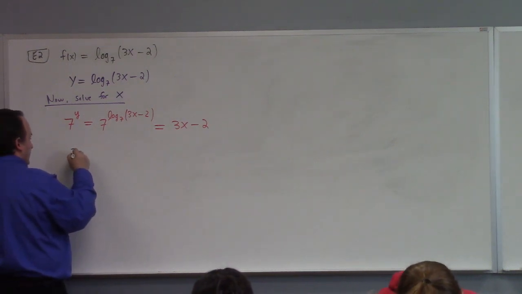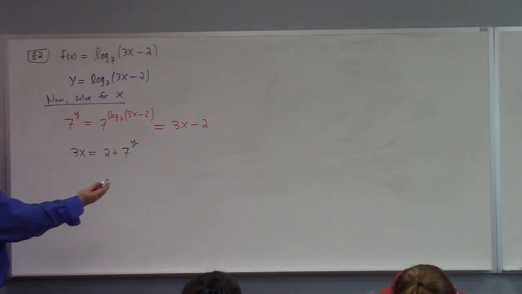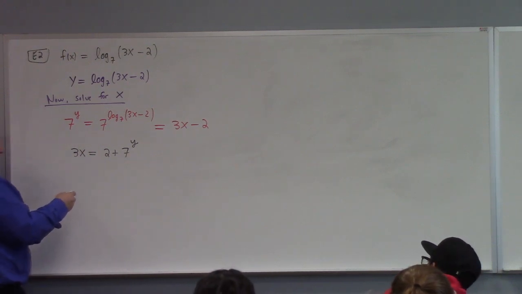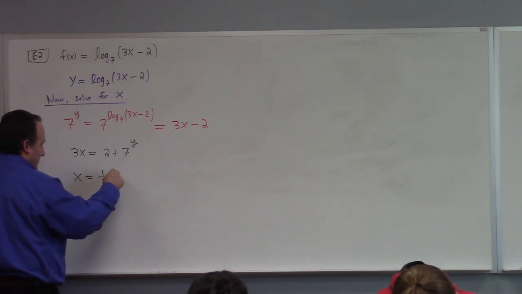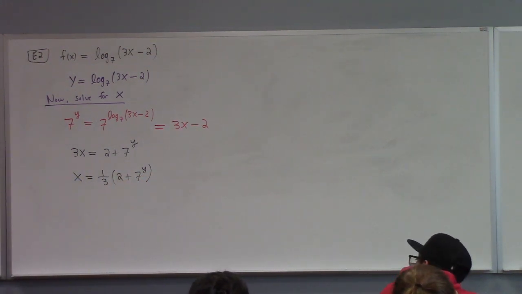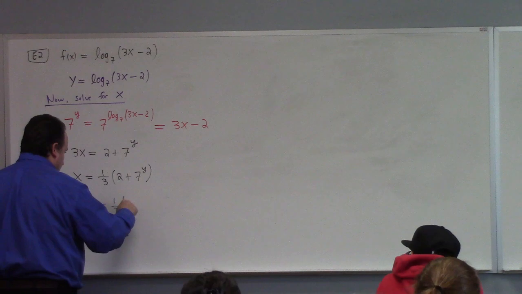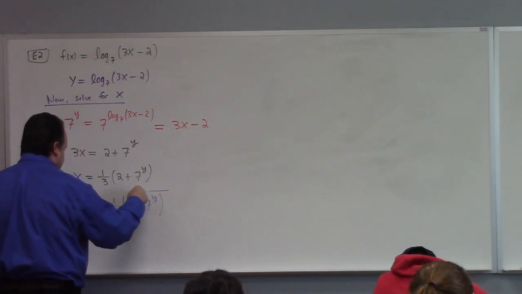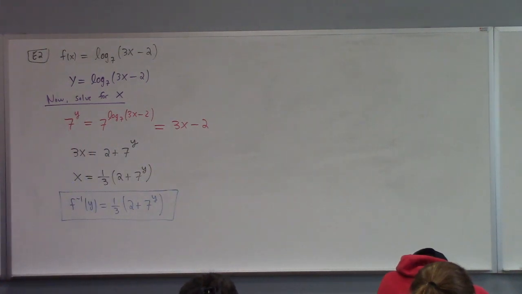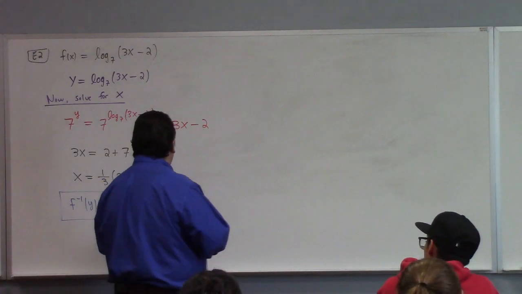We get 3x is equal to 2 plus 7 to the y. I add 2 to the other side, and then I divide by 3. And that is the formula for the inverse function. So f inverse of y is equal to 1/3 times 2 plus 7 to the y. So to solve for x, you need to divide by 3 on both sides. That is true. Yeah.